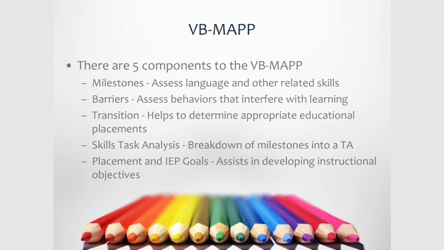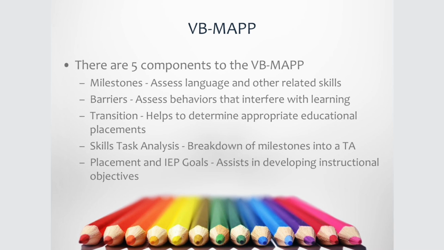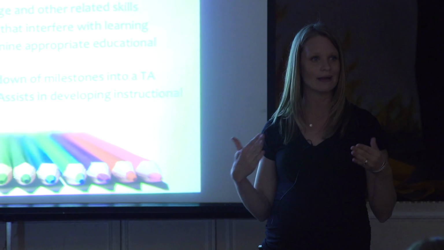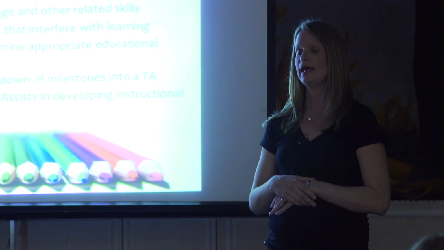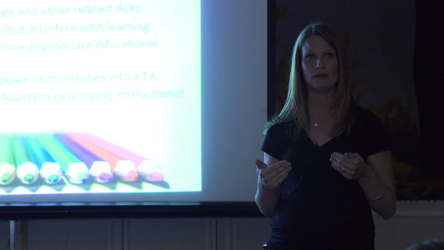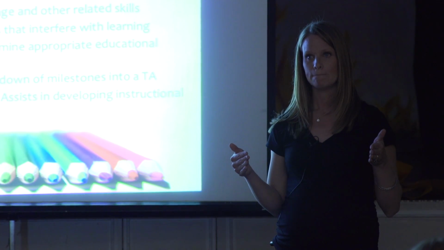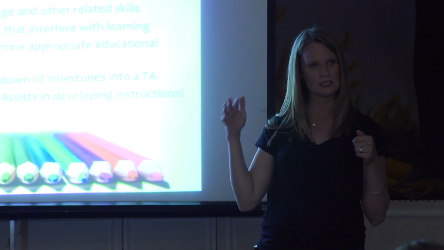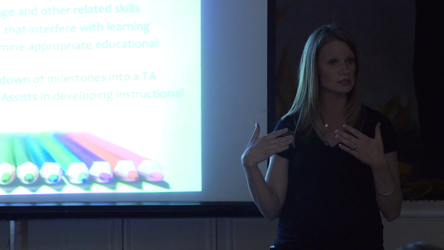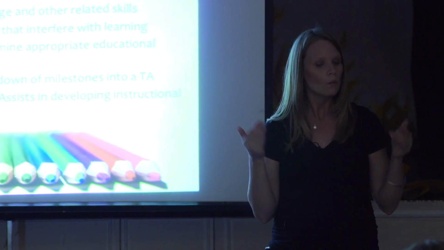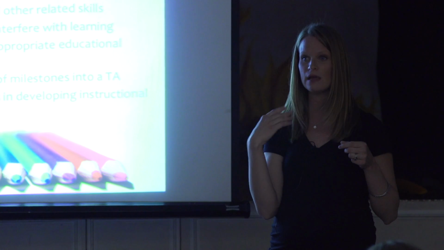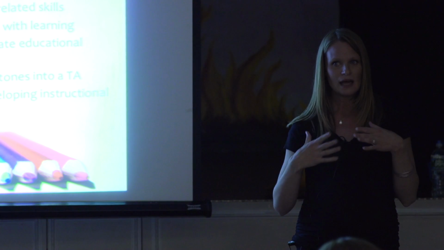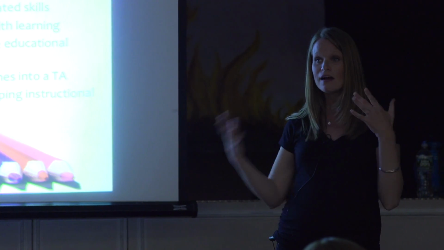There are 5 components to the VB-MAPP. We have the milestones, which we just talked about. Then we have barriers. These are behavioral barriers that are getting in the way. So if a kid can request 10 items and could follow a couple of directions, if we want to start teaching him more advanced verbal behavior like intraverbal skills, answering questions, we need him to be able to attend to us. If we have kids running around the room, not being able to sit in a chair, we've got a barrier, because they're not listening to us.